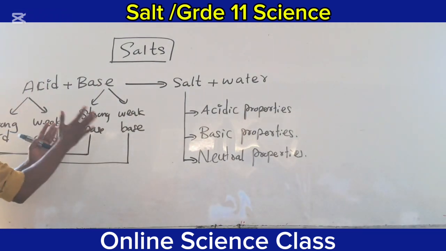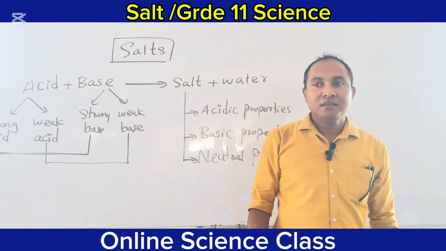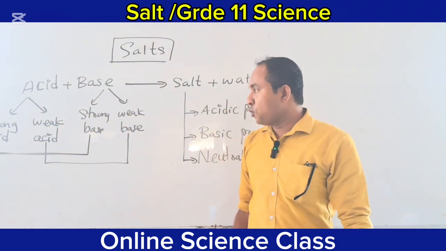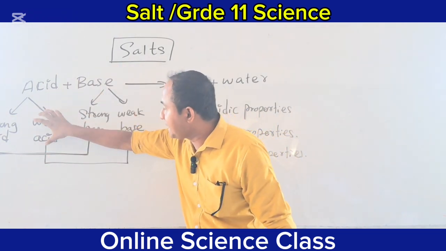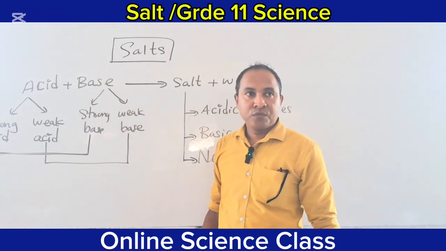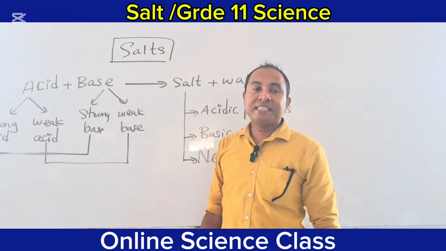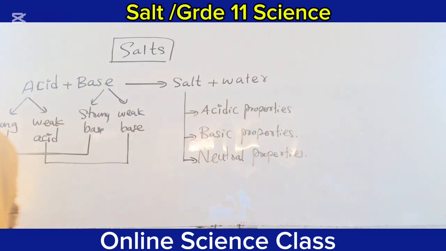And also salt can be made by reacting strong acid with weak base. What are the properties of the salt formed like that? Acidic properties. And also salts can be produced by reacting weak acid with strong base. What are the properties? Basic properties. Could you understand?